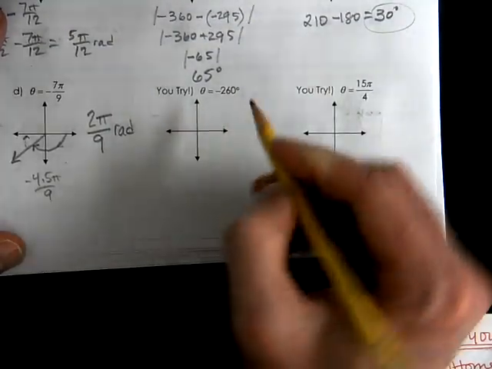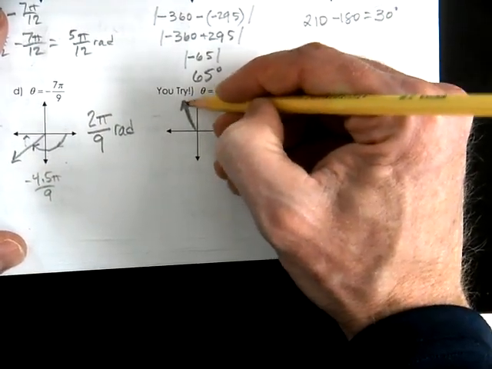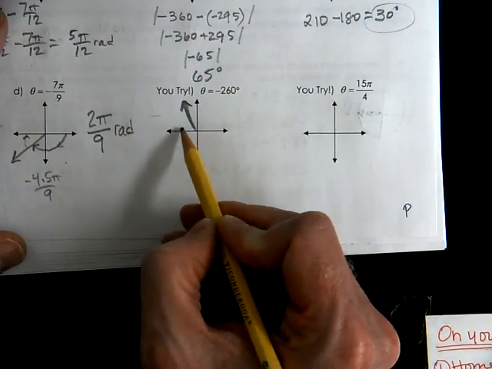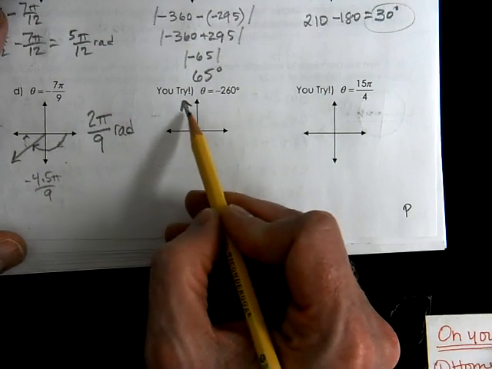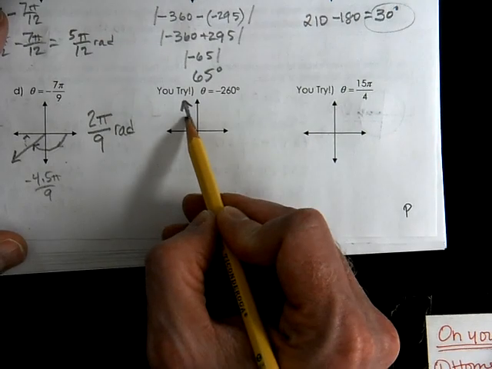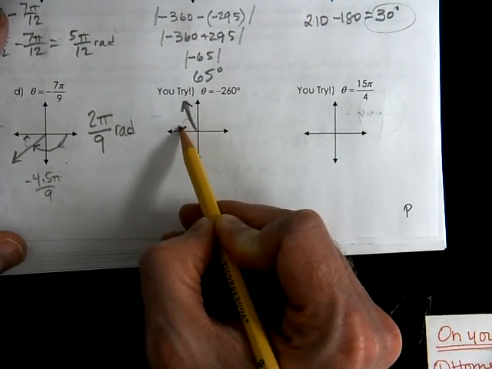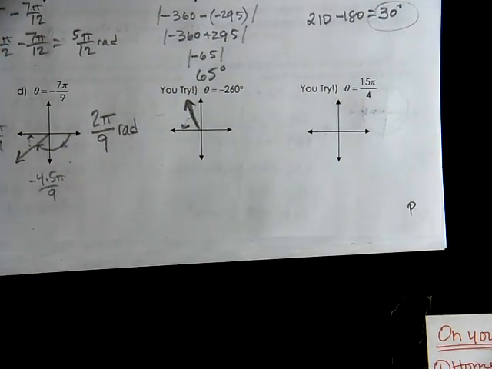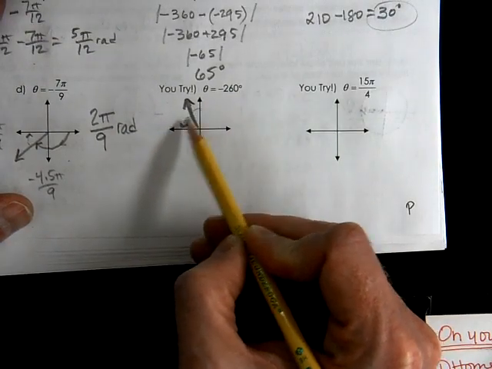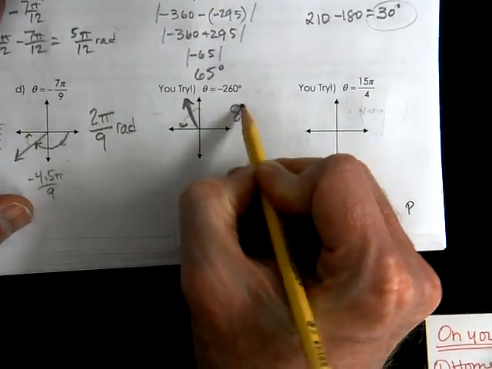Negative 260. Negative 260 is short of 270. How much short of 270 is it? From negative 270, that is 10 degrees short of 270. So how many more degrees do we need to get all the way back to the x-axis? We'd be 10 degrees short of the y-axis, which would be 80 degrees short of the x-axis.